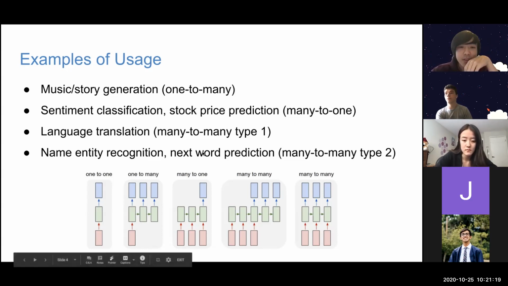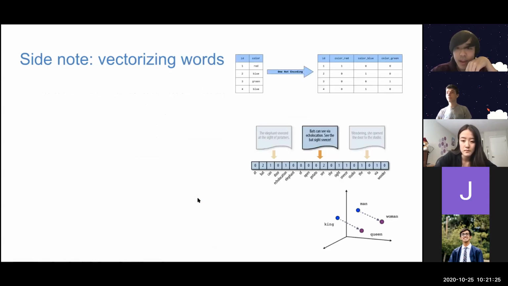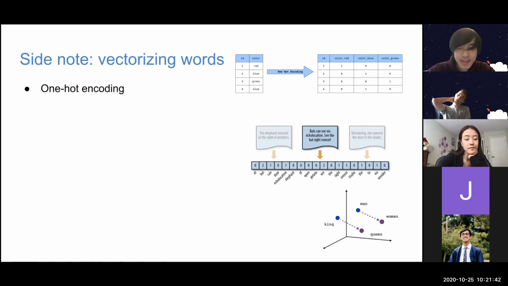So yeah, those are just a few examples of how we can use RNNs to solve different problems. One side note, I'm going to talk about vectorizing words for a bit, because a lot of RNN usage is often in NLP. So it's important to know how the inputs are processed before they're passed into the RNN. I talked about this in the, I think, feature engineering workshop.